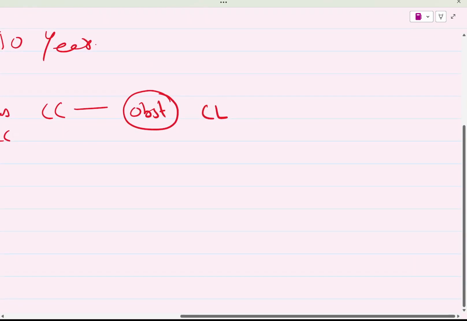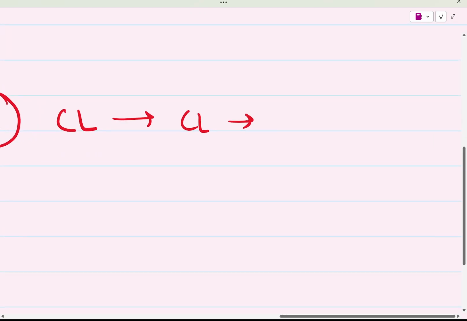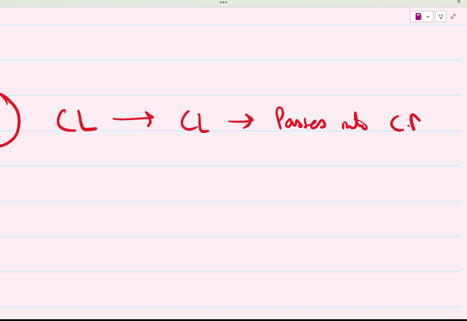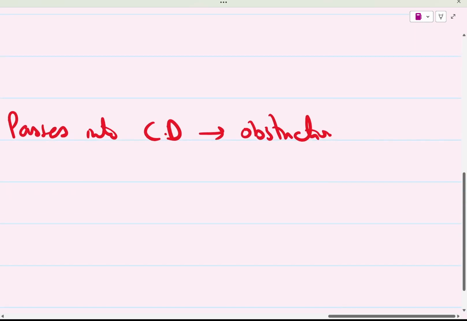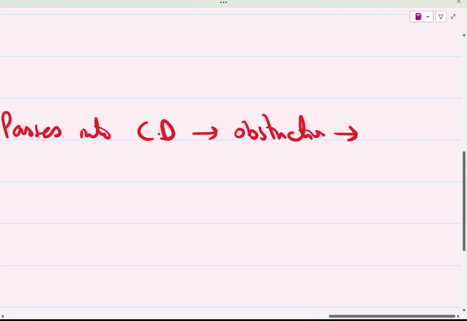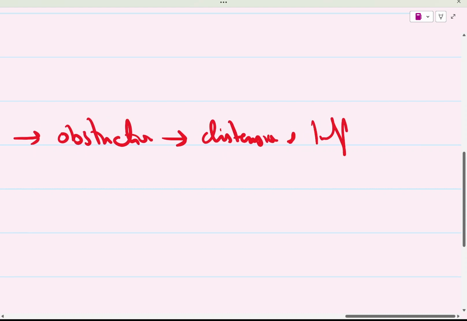So what is the pathophysiology behind this obstructive cholelithiasis? When there is cholelithiasis, the stone passes into the cystic duct. When there is a stone in the cystic duct, there is obstruction. This obstruction leads to distension and inflammation of the gallbladder.